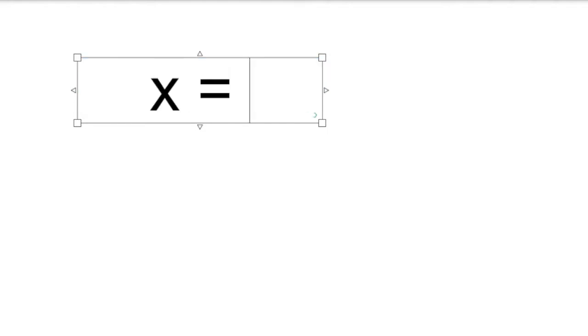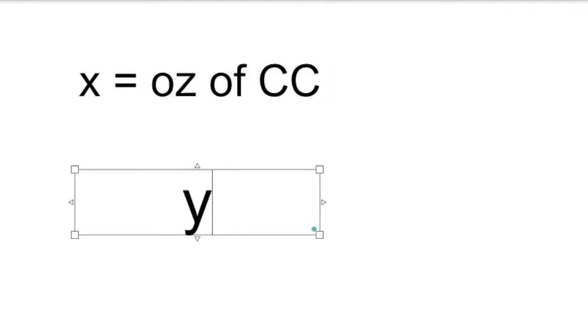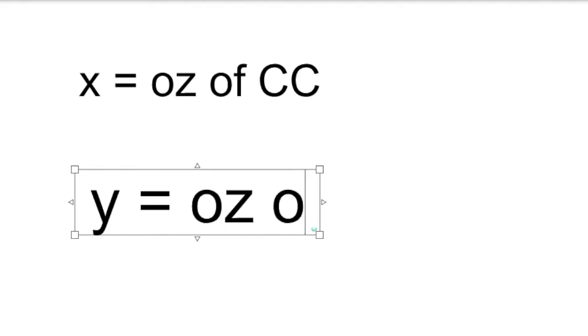Now it's time to find our equation of variables. For this, we'll be using x and y as our variables. X will equal ounces of Carrot Crunch, and y will equal ounces of Bunny Munch.